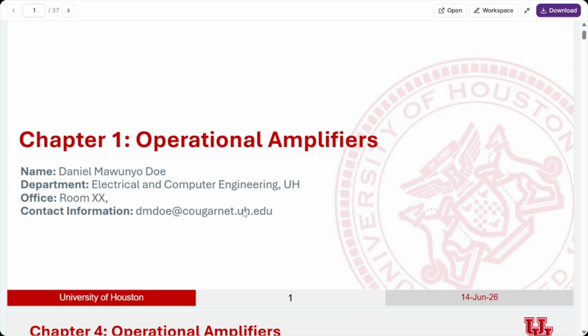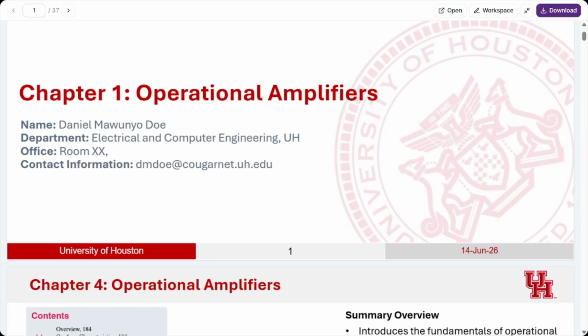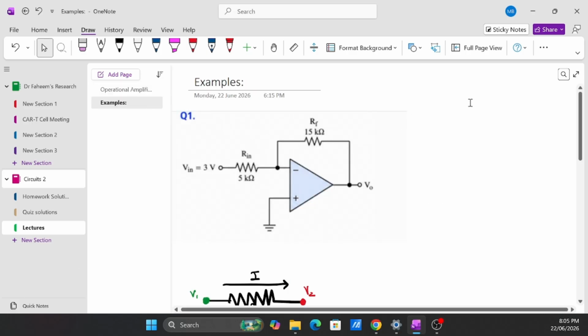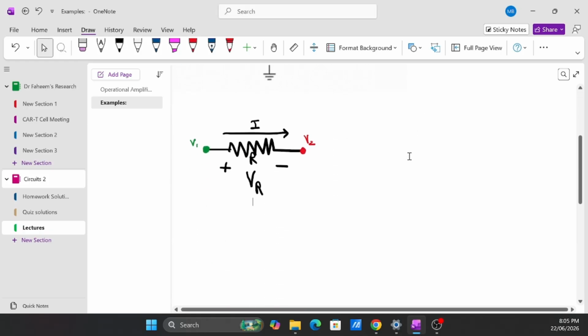So we're going to review operational amplifiers. Let's first start off with reviewing concepts from Circuits 1. So what did we learn in Circuits 1? Before that, let's review Ohm's law.